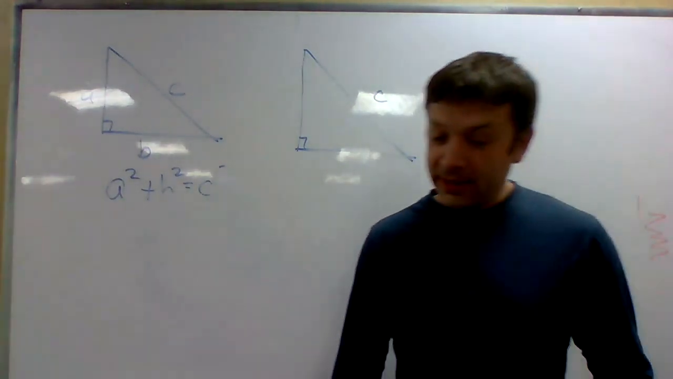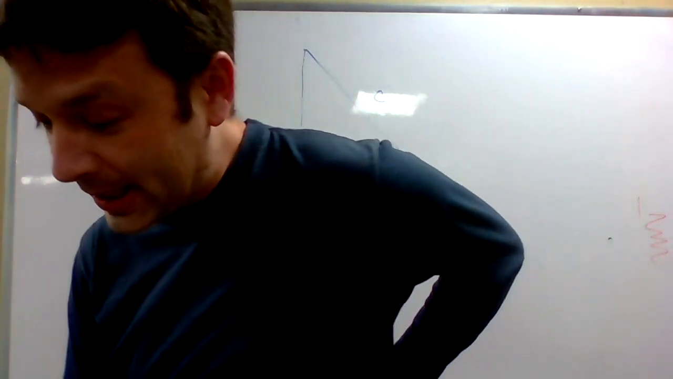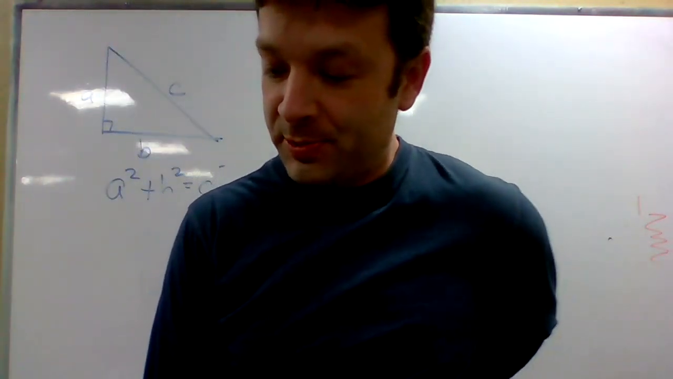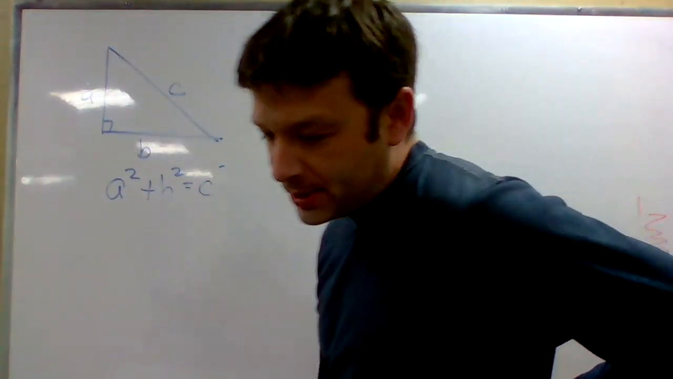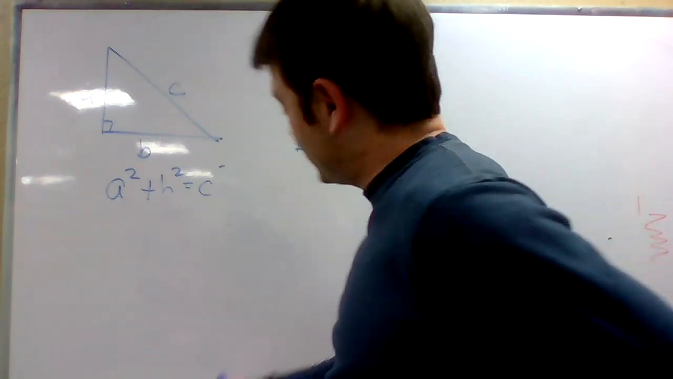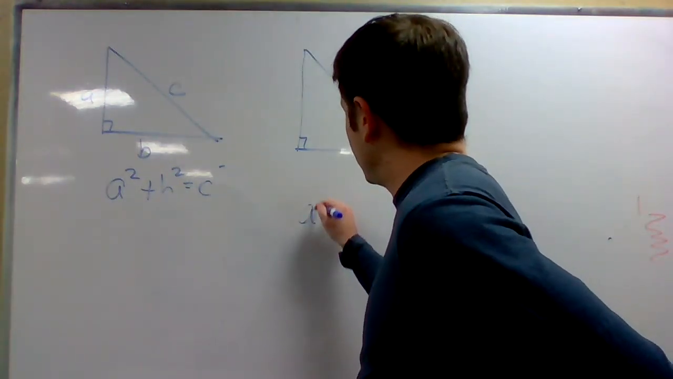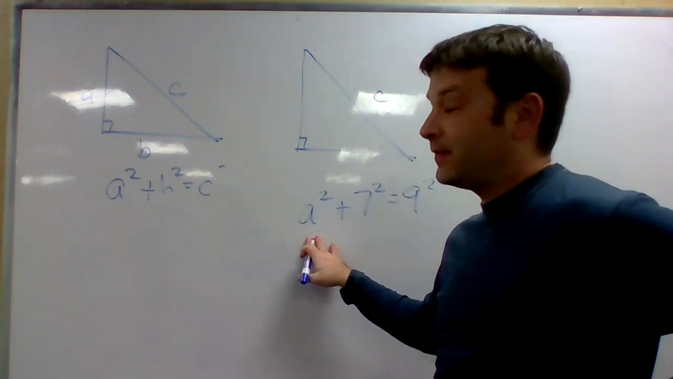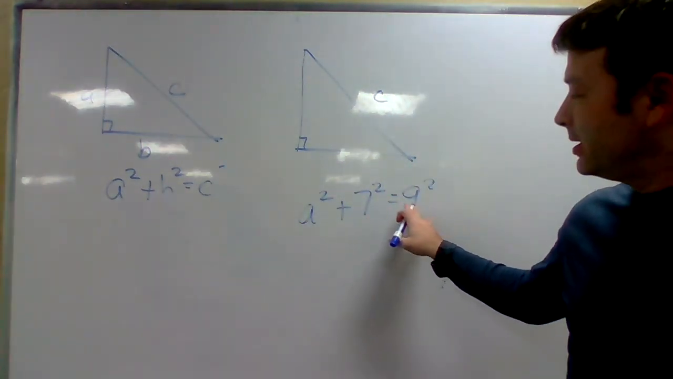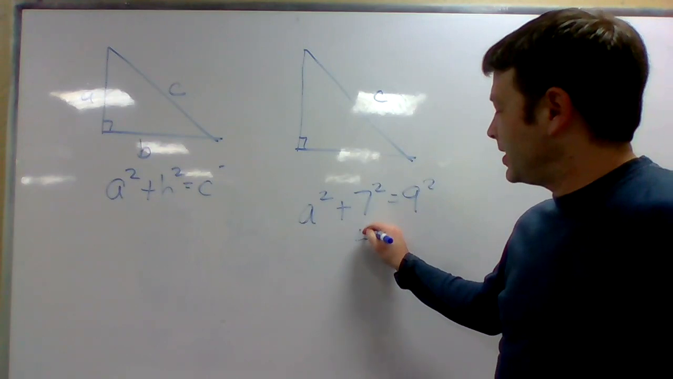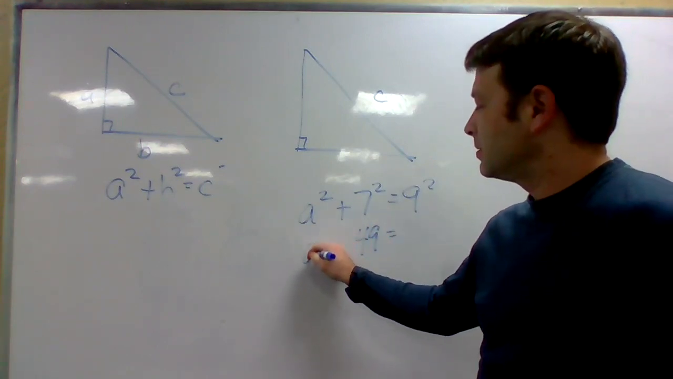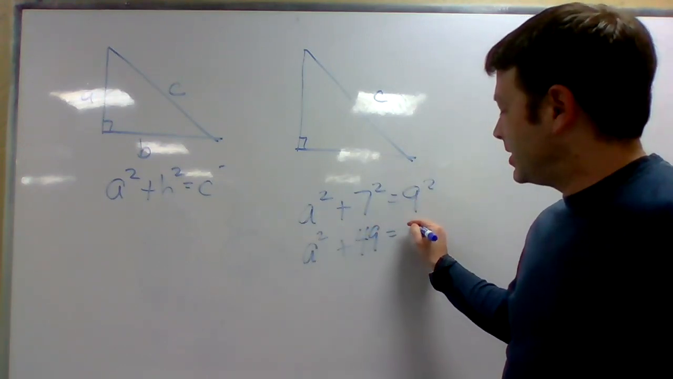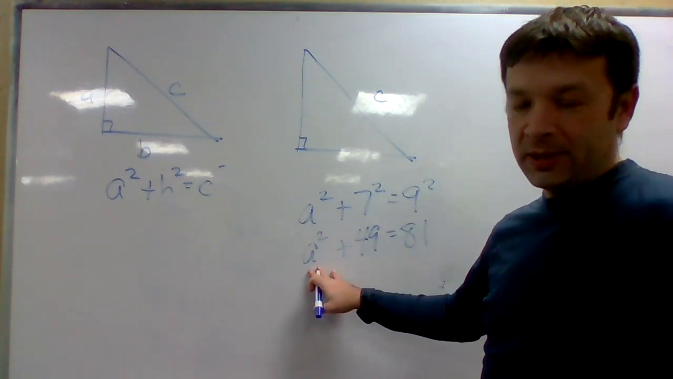All right. Number 7 gives us, it's kind of like number 5. It gives us B and C, not A. So it'll be A squared plus 7 squared equals 9 squared. Did not give us the A value, just gave us B and C. Okay, 7 times 7 is 49. 9 times 9 is 81. Get A by itself.